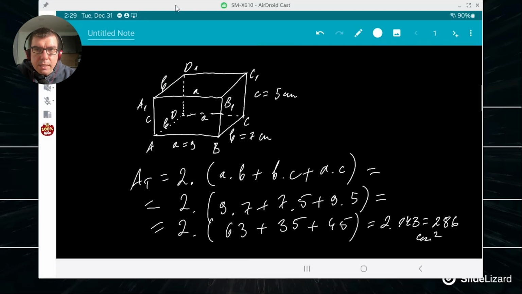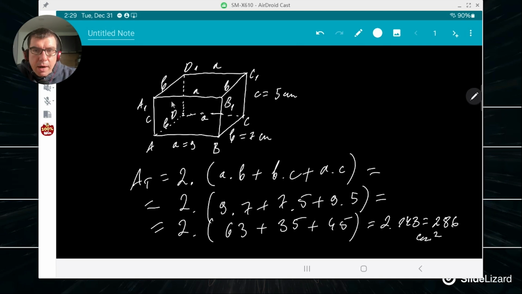You can see that the edges are 12 in total. We have 4 edges for the lower base, 4 edges for the upper base, and then 4 lateral edges. And you know, we have only 3 different dimensions, A, B, and C, so this means that 4 edges will have length A. This one is also A. 4 of them will have B as a length, and 4 of them will have C as a length.